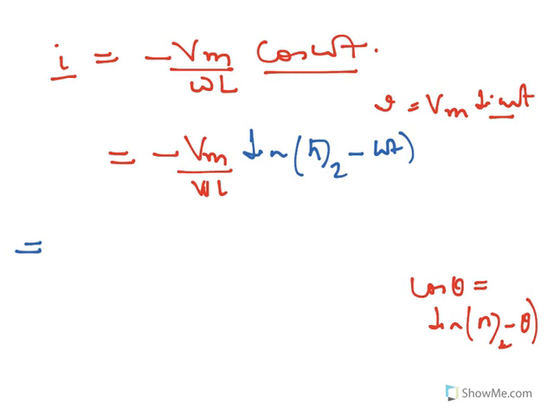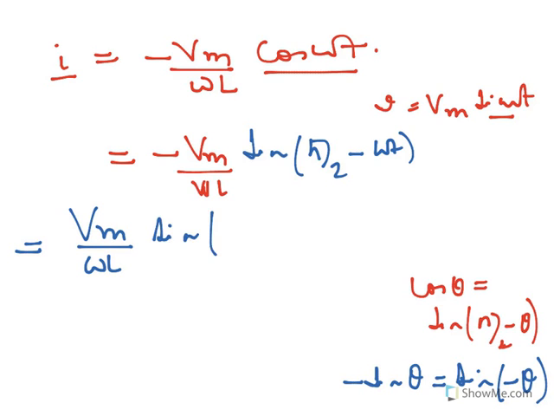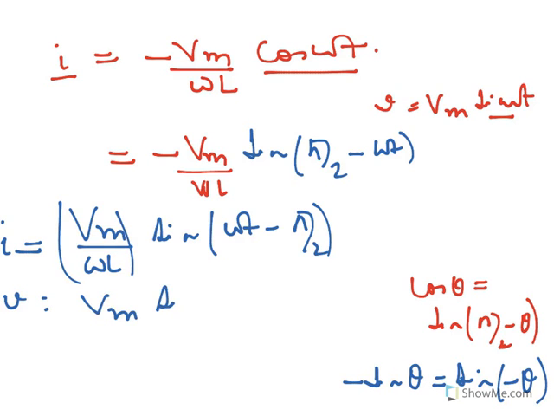Now, minus sine theta is also equal to sine of minus theta. So we take the minus inside and we get Vm by omega L sine of omega t minus pi by 2. So if we compare this with the source voltage, V is equal to Vm sine omega t. If you compare the angles of omega t minus pi by 2 with omega t, you see that current is 90 degrees behind voltage.